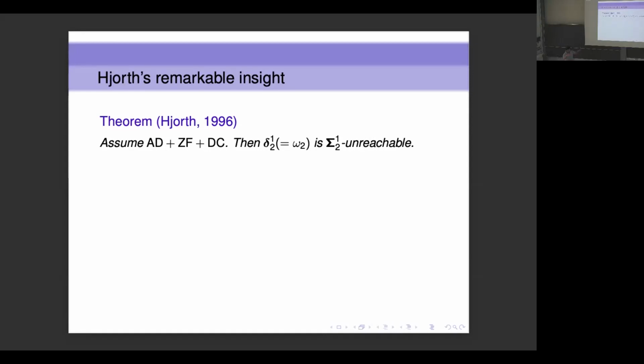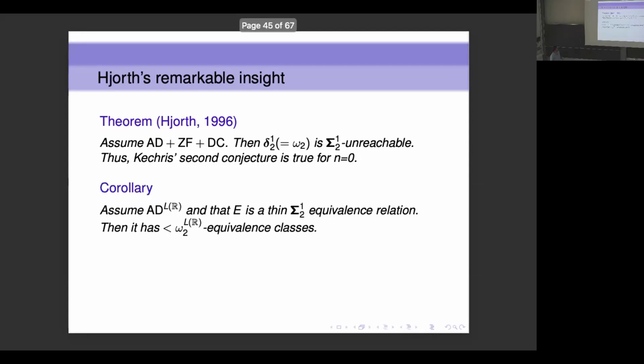So at that time, around the 90s, between 90 and 95, there were deep connections between the Cabal descriptive set theory and inner model theory. And Hjorth used inner model theory to prove this. So this says that Kechris' second conjecture is true for n equals 0. Yeah, and as a corollary, you get that if you have a thin boldface sigma 1,2 equivalence relation, then it has less than omega 2 equivalence classes.